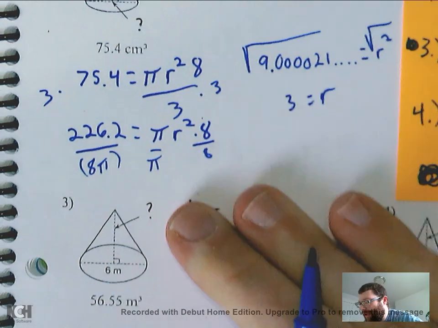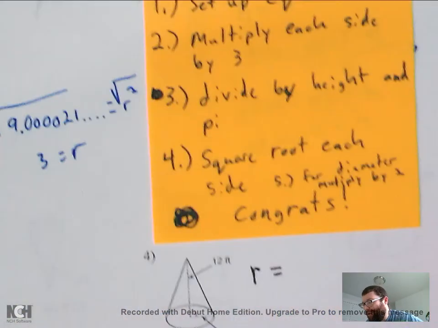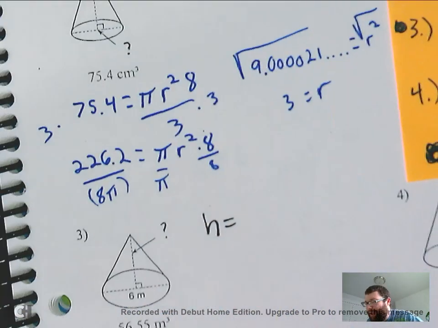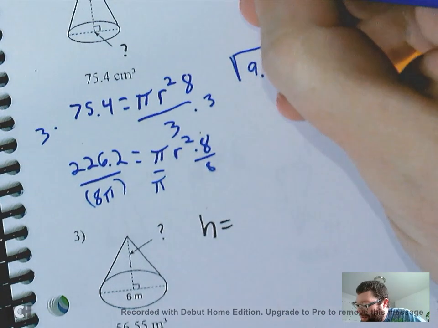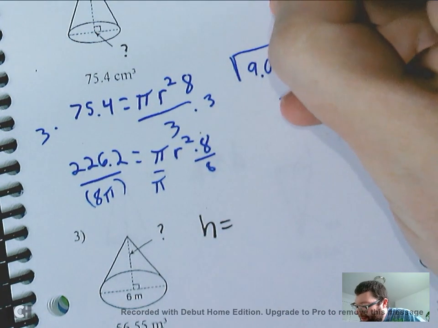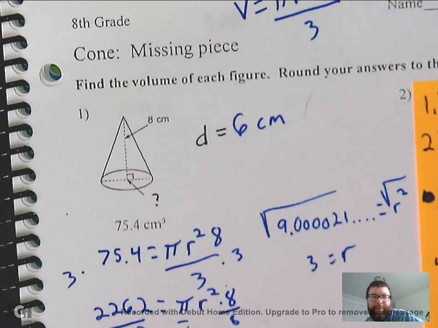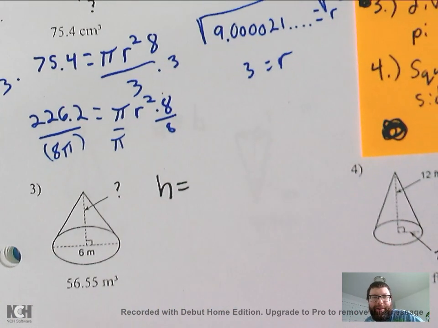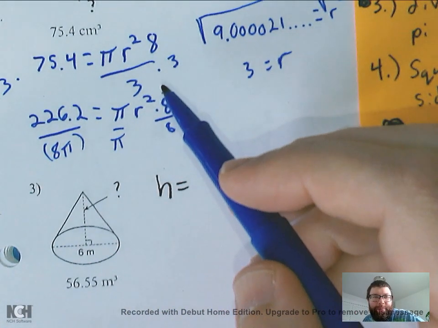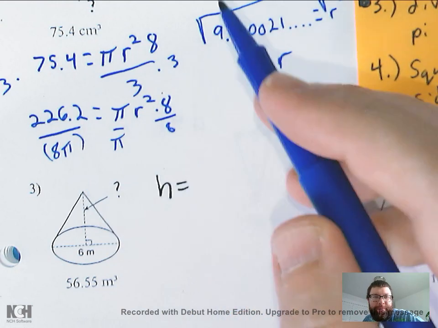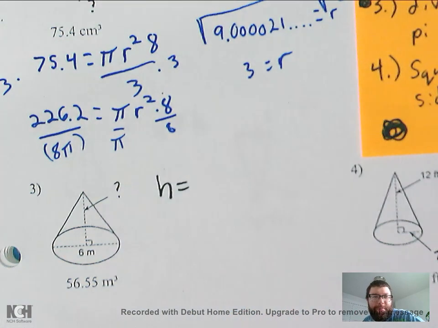But I want a diameter, right? So if I want a diameter, I'm going to have to multiply that by 2. So the diameter would actually be 6 centimeters. Okay? That might look a little bit complicated, but really all I did was I set it up, multiplied by 3, divided by 8 pi, square rooted, and then multiplied that by 2. So not too bad.